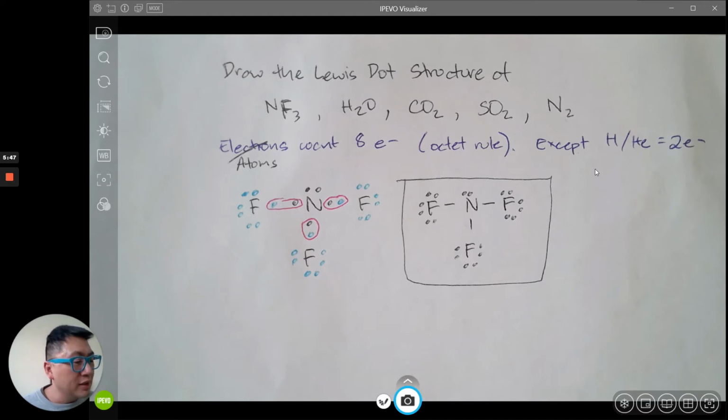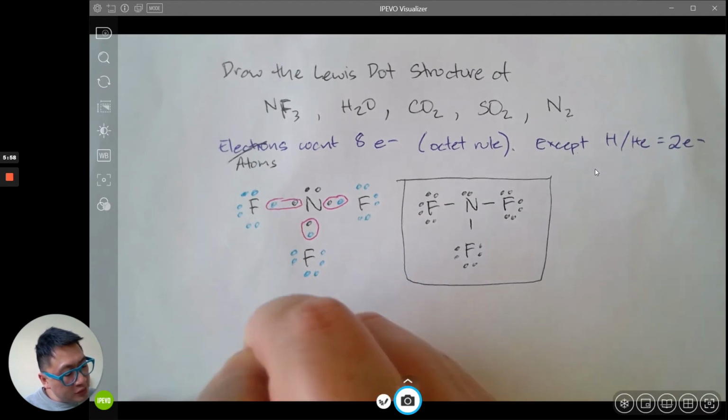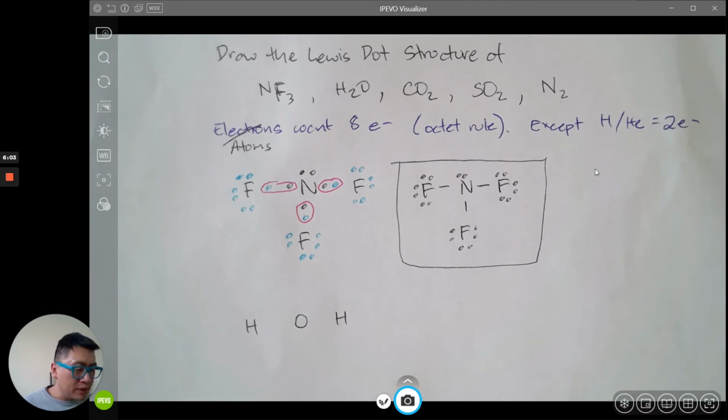Okay, next one, water, H2O. I'm going to draw the Lewis dot structure of water, H2O. Oxygen is the center element surrounded by 2 hydrogens. How do I know that right now? Because I'm just telling you it is, but there will be a rule about what the center element is. But just in case you're wondering, in general, this is not the official rule.